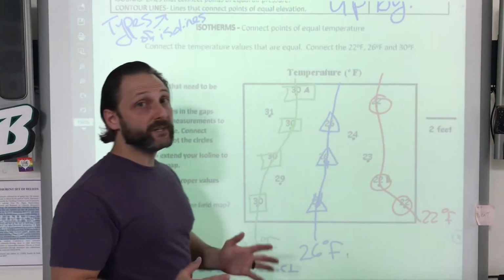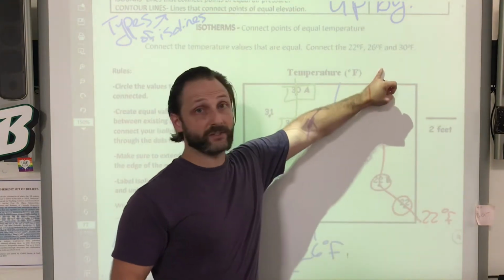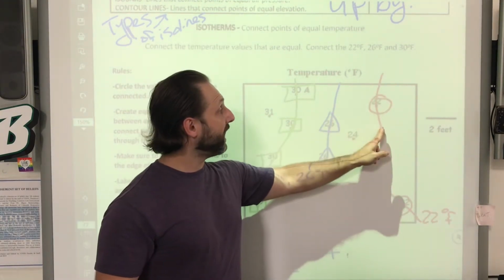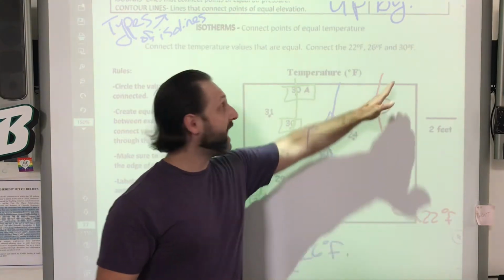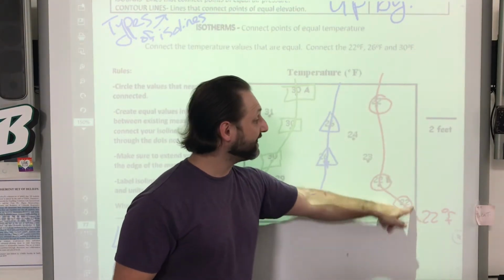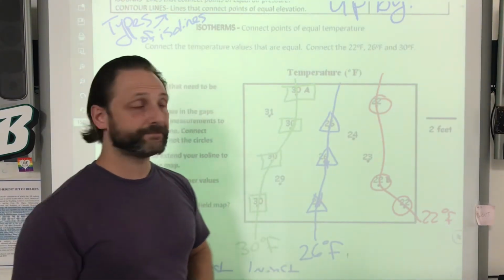Now, once we've figured out what path we need to go through, we want to make sure that we extend the lines to the edge of the map, because even though we don't have dots labeled with 22s all the way throughout this line, everywhere along this line and in this field space is equal to 22 degrees Fahrenheit.